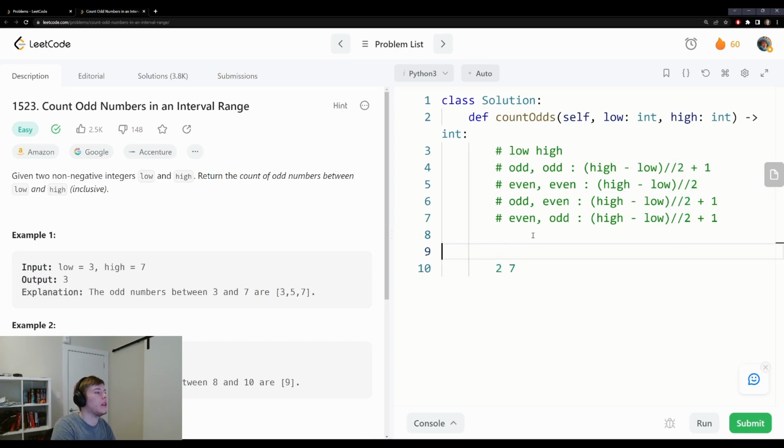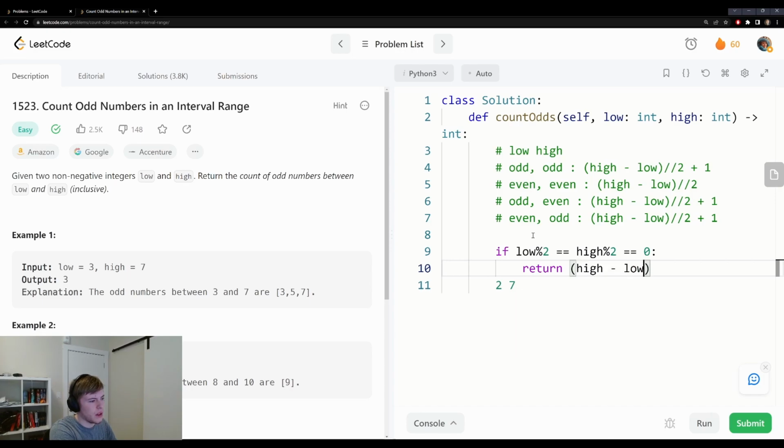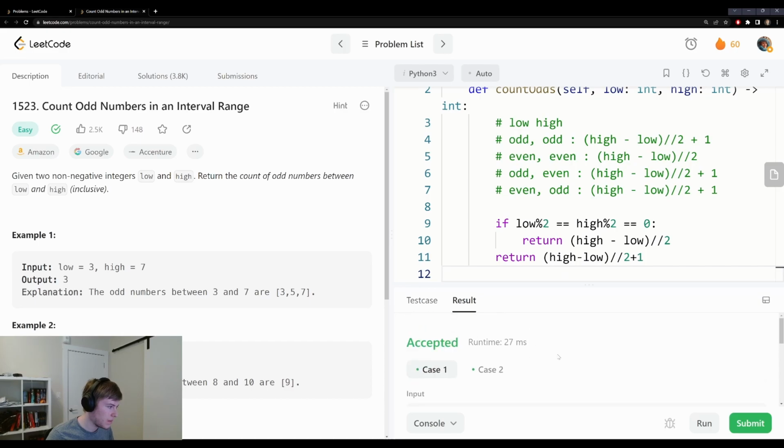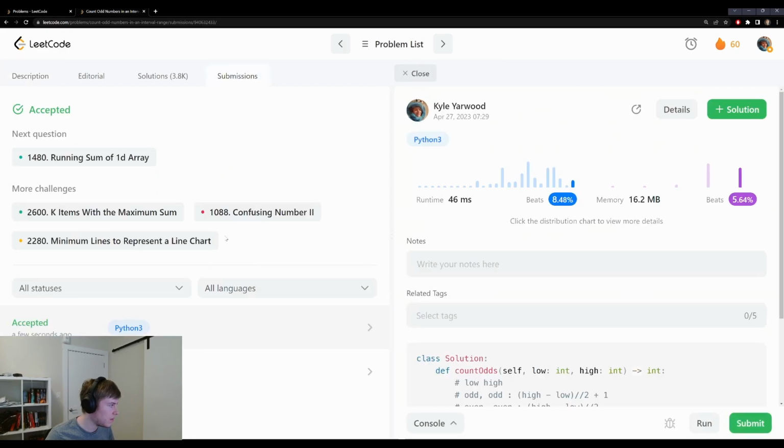So what we can do is just check if low mod 2 equals high mod 2 equals 0. You can string equalities like that in Python. Then we will return high minus low divided by 2. Otherwise, we can return high minus low divided by 2 plus 1. Just get rid of this quickly. Just run this. Okay. And then if we submit, awesome.